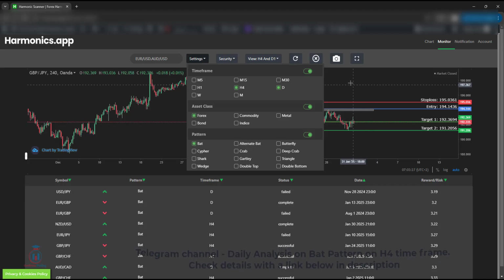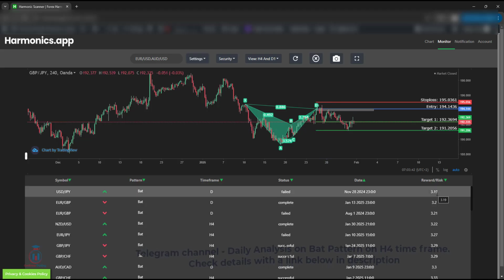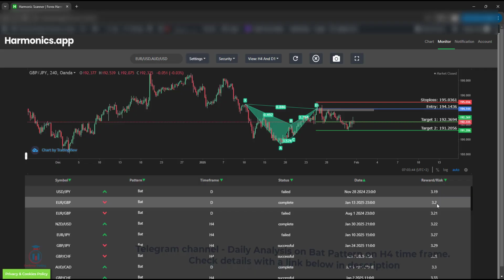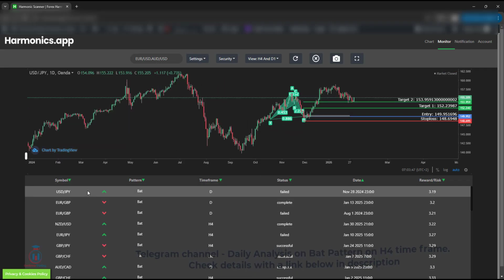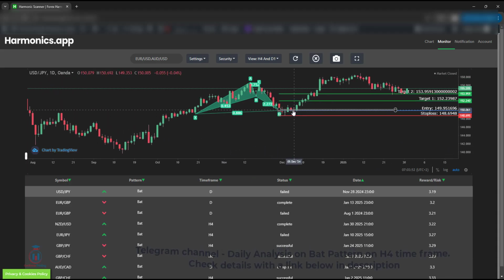Risk to reward ratio, I already mentioned that it is a value that is showing you, if you start with the trading at the entry level, which is a blue line, and if you close the trade at the take profit 2 level, for US dollar, Japanese yen, here it is. If you enter into the blue line and exit at the take profit 2 level, this will be a 3.19 risk reward ratio.